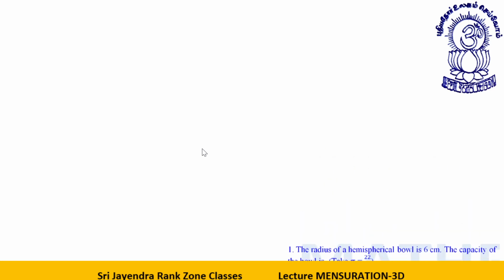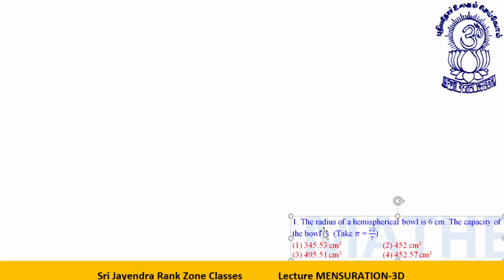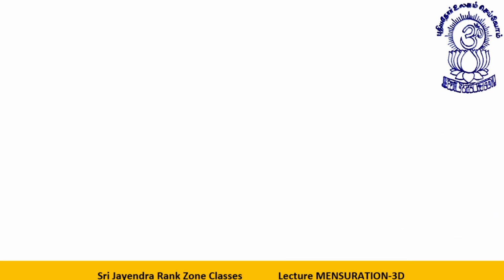Now we move to the concept of hemisphere. Before explaining this, let me clear some theory. Let me tell you the basics for this. See, first, if I talk about a sphere, this sphere has curved surface area 4 pi r square.